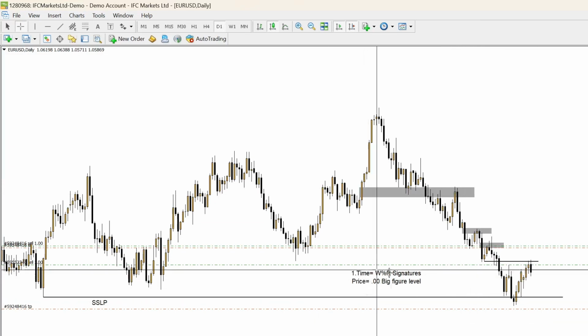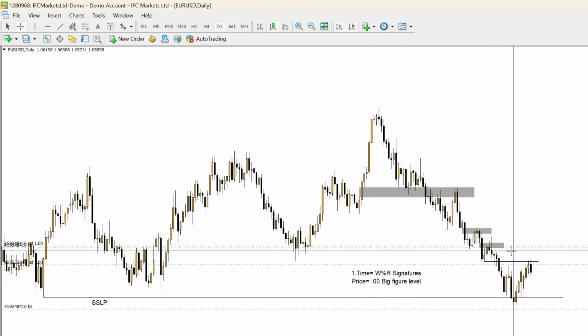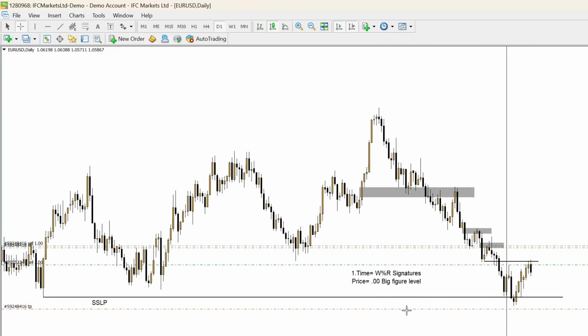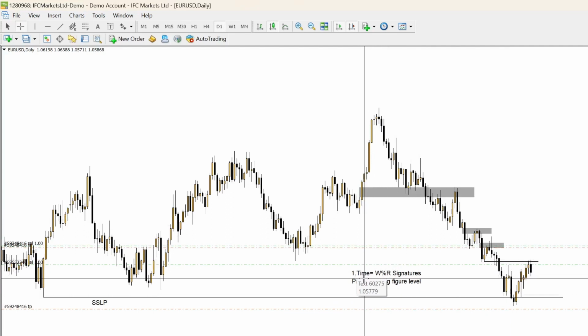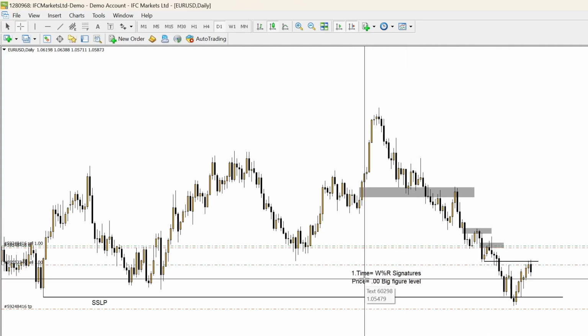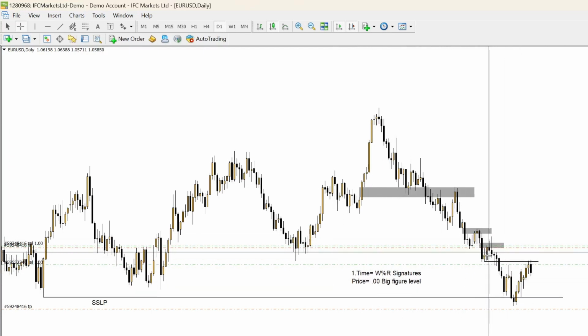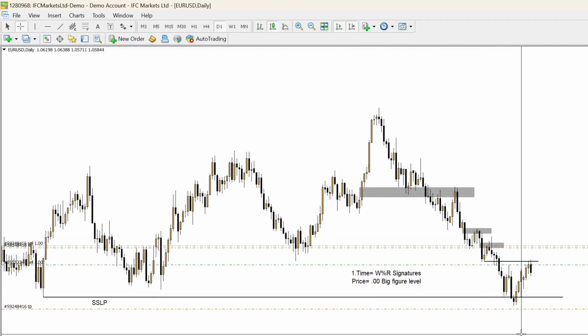So we have the timing element, the Williams %R. We're creating a higher high and we're overbought on the indicator, at an order block and at price, like a big figure level. We have this order block here. Price came up, took out the low, came back up, and hit the order block.